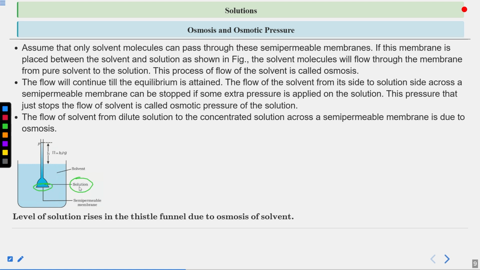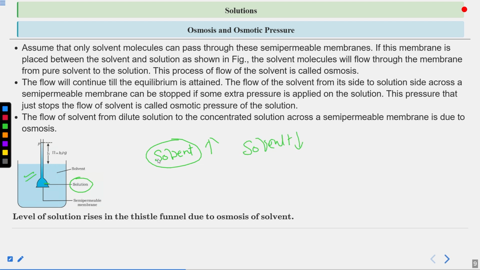Now why is it happening? What is the reason behind it? Why is the flow from lower to higher? Listen very carefully. Students get confused here about why the flow is from lower to higher. If you take the outside concentration, outside the thistle funnel, the solvent concentration is high. But inside the thistle funnel, the solvent concentration is low.